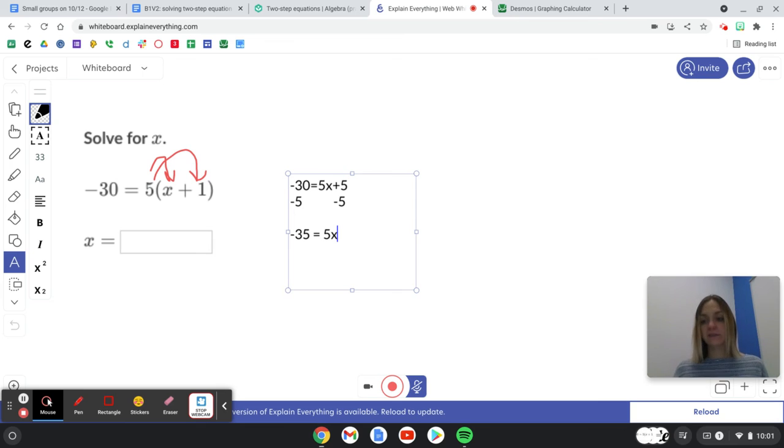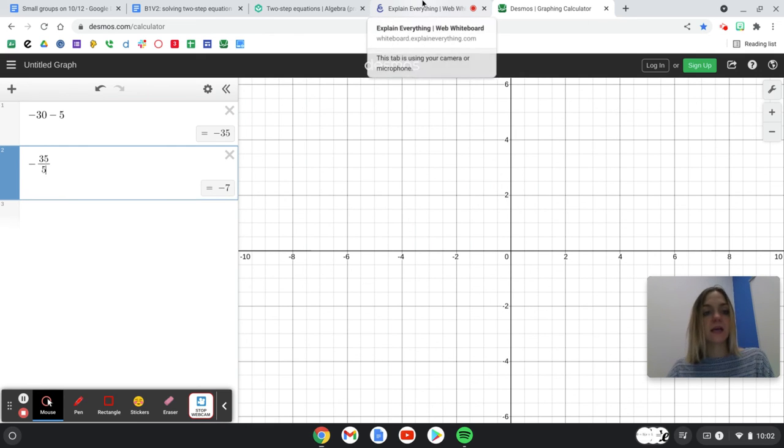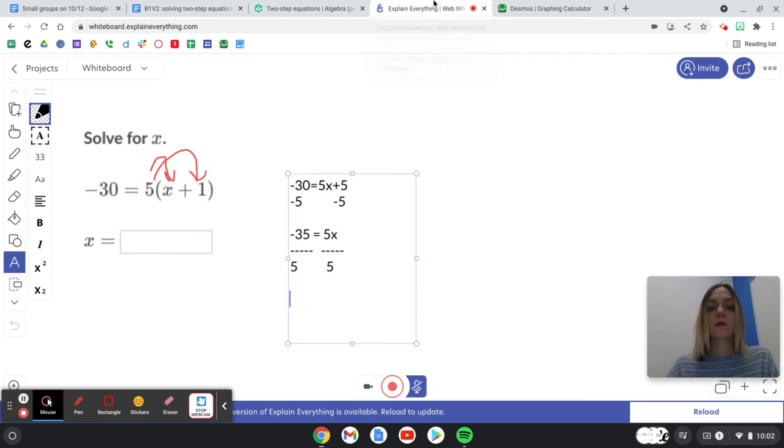Now I know I'm going to have to divide by whatever is in front of x. So in this case, what's in front of x is a 5. So I'm going to divide by 5 on both sides. Okay, and then when I do that, I have negative 35 divided by 5. That gives me a negative 7. Beautiful. So negative 7 equals x because these 5's cancel out. And that's all I have to do now that x is by itself.